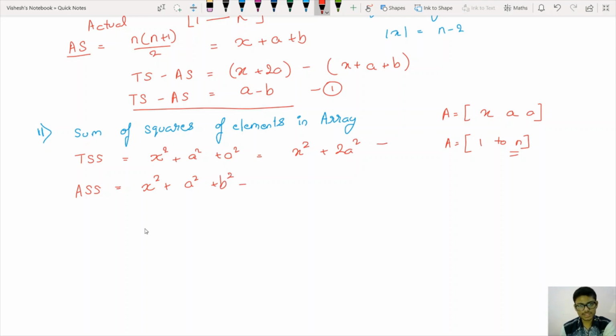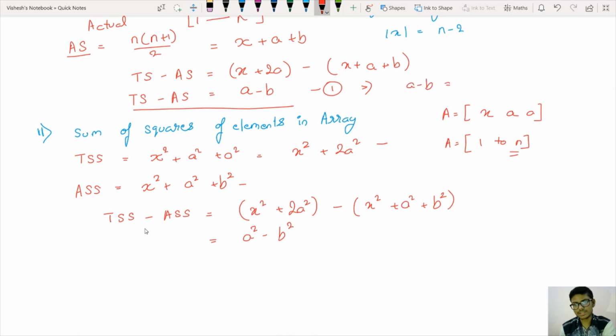So subtracting these two, what I get is TSS minus ASS, which becomes x square plus 2a square minus x square plus a square plus b square. So it comes out to be a square minus b square. So instead of using this TS and AS, I can say that a minus b is equal to capital X, and let's call this equation 1, and a square minus b square equals capital Y, and this is the second equation.